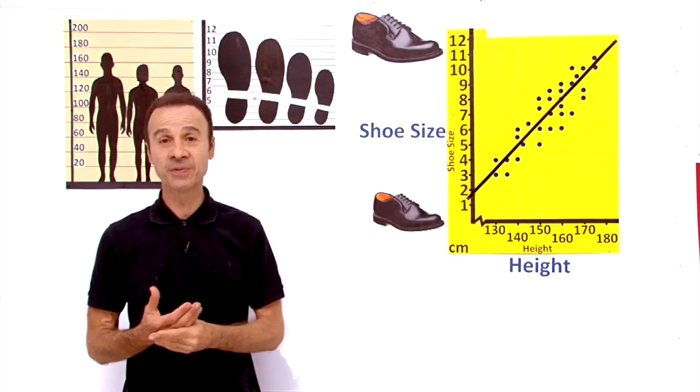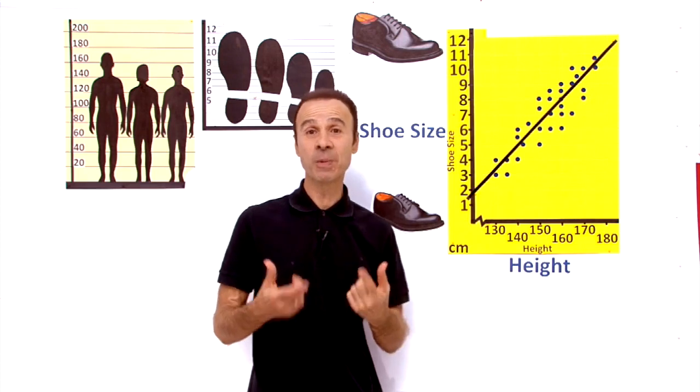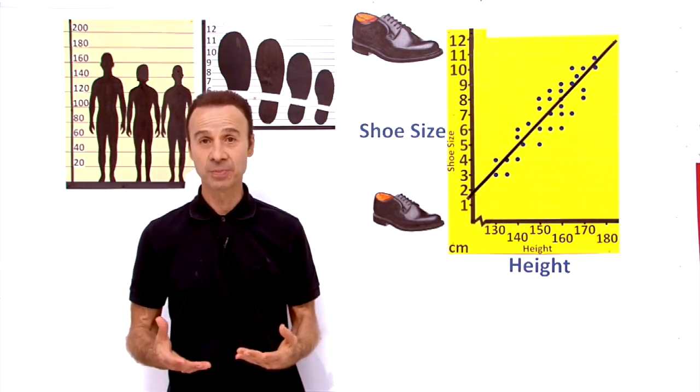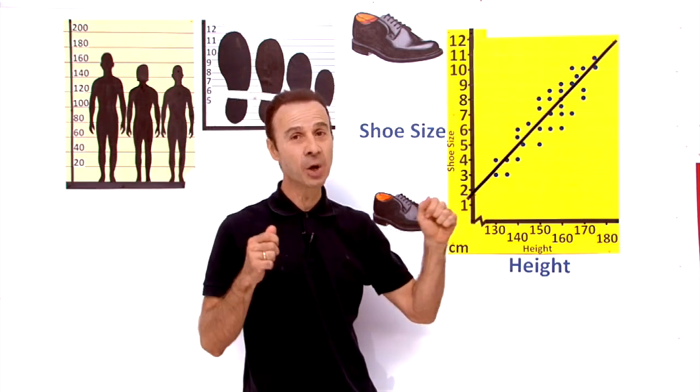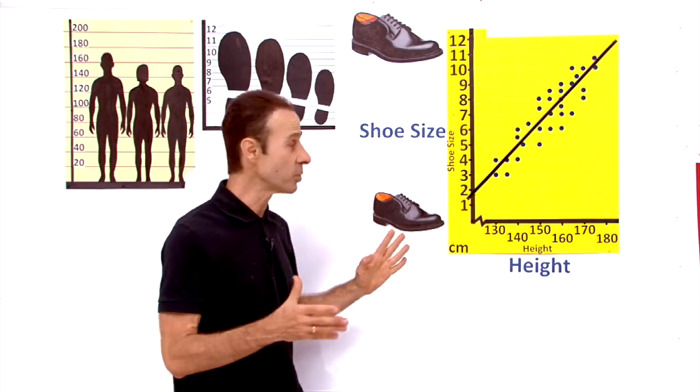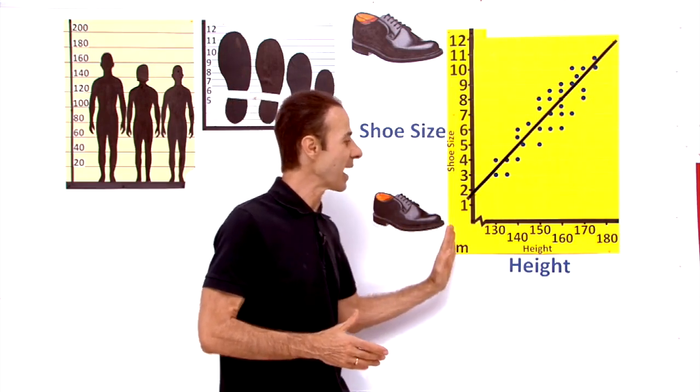Why do we put a line of best fit? Because that line best represents all those points as closely as possible. So there's that line, and it's going to help us make a prediction. To make a prediction here, we've got two variables. Again, we have the shoe size and the height.